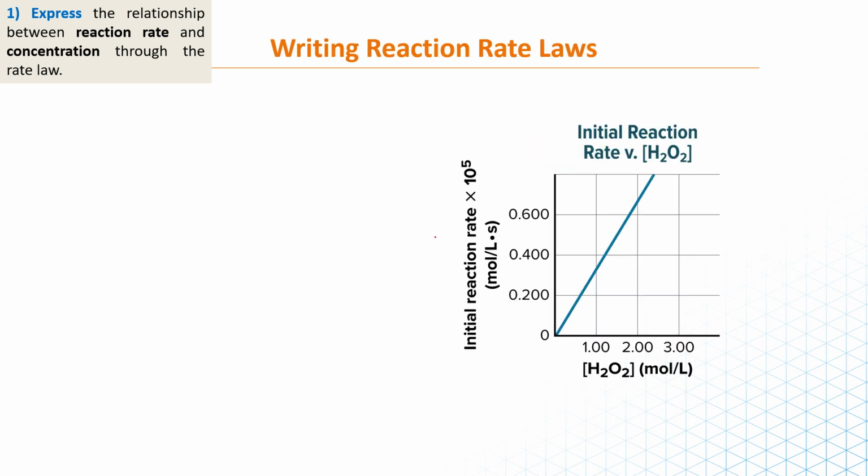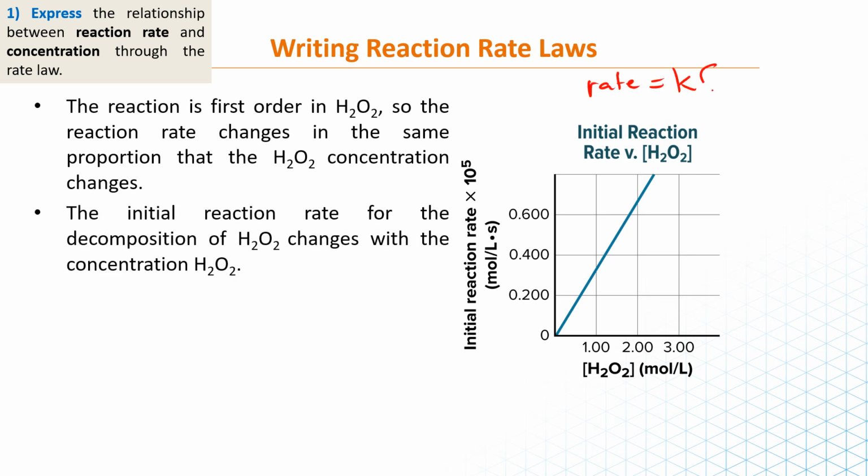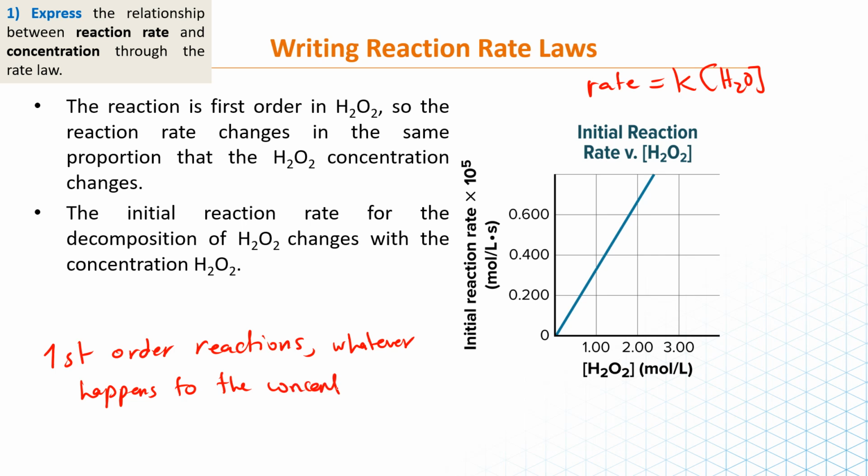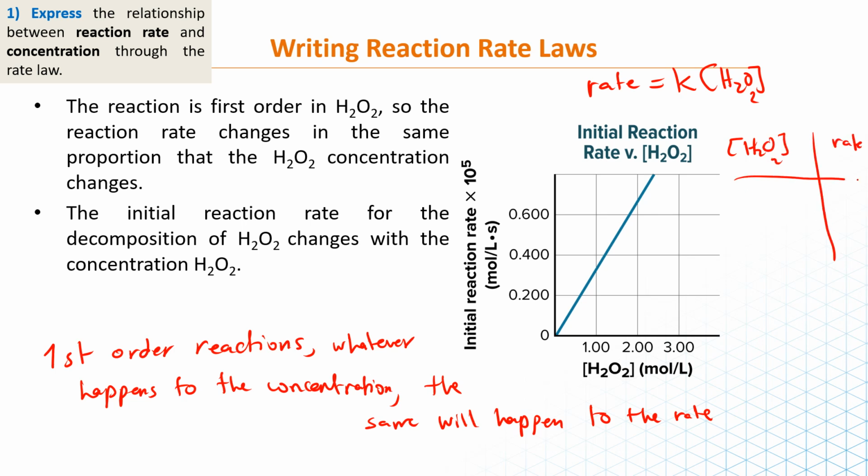Okay? So now, we said that the rate equals K times H2O2 to the power 1. So for first order reactions, this is very important: whatever happens to the concentration, the same will happen to the rate. What does this mean? Imagine I have H2O2 here, and here's the rate. Imagine at the beginning, both of them were zero. Imagine at one, the rate was actually three.